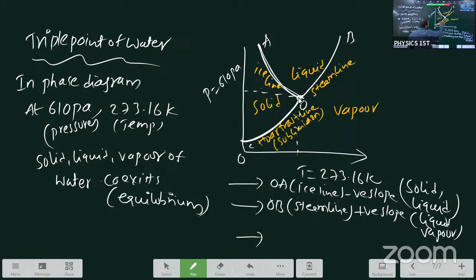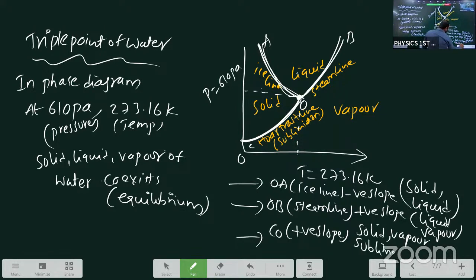This is OC, don't go like this, OC. OC has a positive slope. 2 positive slopes come, 1 negative slope comes. Ice line, solid and liquid. Steam line, liquid and vapor. Solid to vapor is sublimation, vapor to solid is hoarfrost. That's why go anything, no problem. Solid, vapor: which line? Sublimation line. So students, this is the triple point of water.